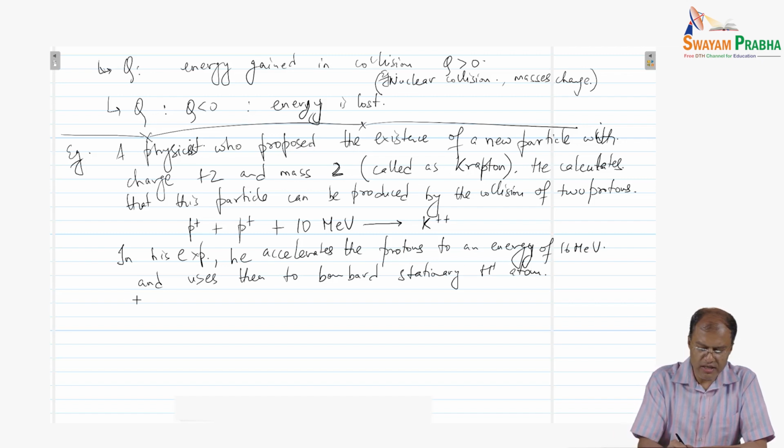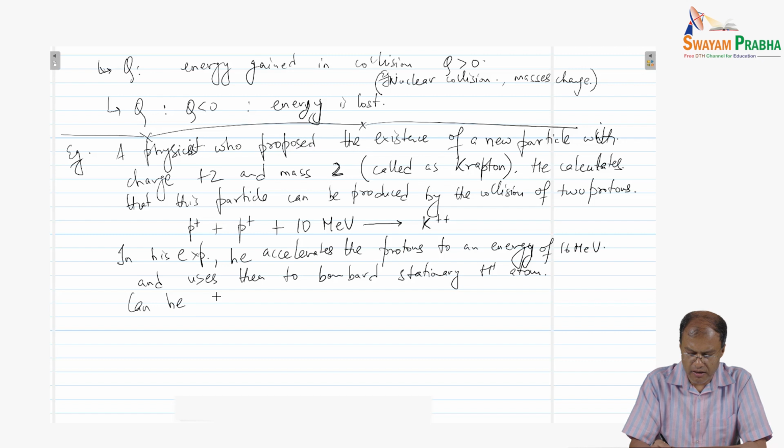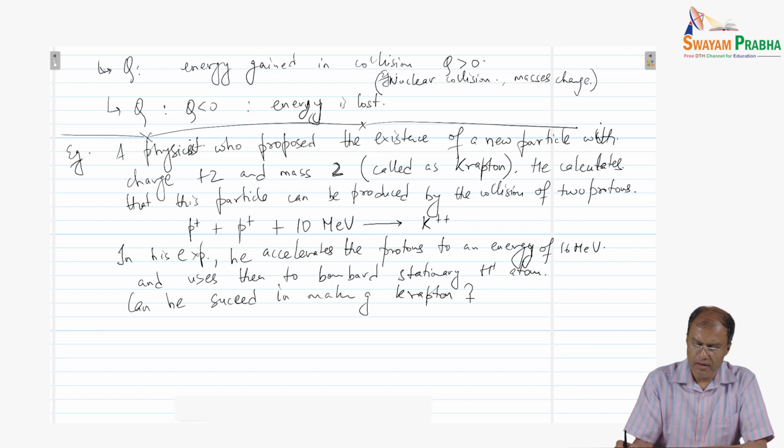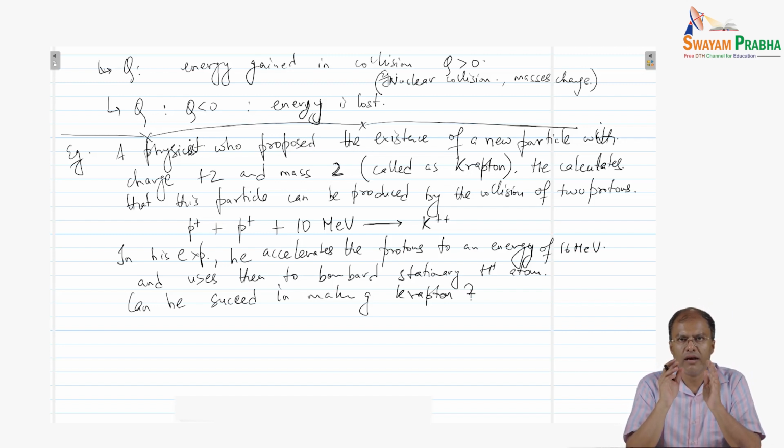So this is the question: can this scientist succeed in making krypton? Okay. So basically, I have given the listeners an equation for making this new particle, and also I have given some energy associated with this collision. And the listeners have to figure out whether the energy that is given is consistent with the energy considerations of this experiment.